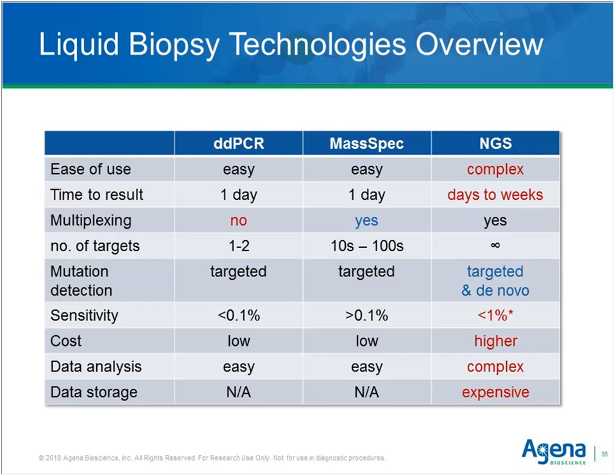You can see simply from looking at a few categories listed here, like ease of use, time to result, multiplexing, number of targets, mutation detection, sensitivity, cost, data analysis, etc., that NGS has a huge advantage: it's not just a targeted approach, like the other two technologies, digital droplet PCR and the mass spectrometer, but it can also do de novo, and thus it's perfectly suited for discovery purposes.